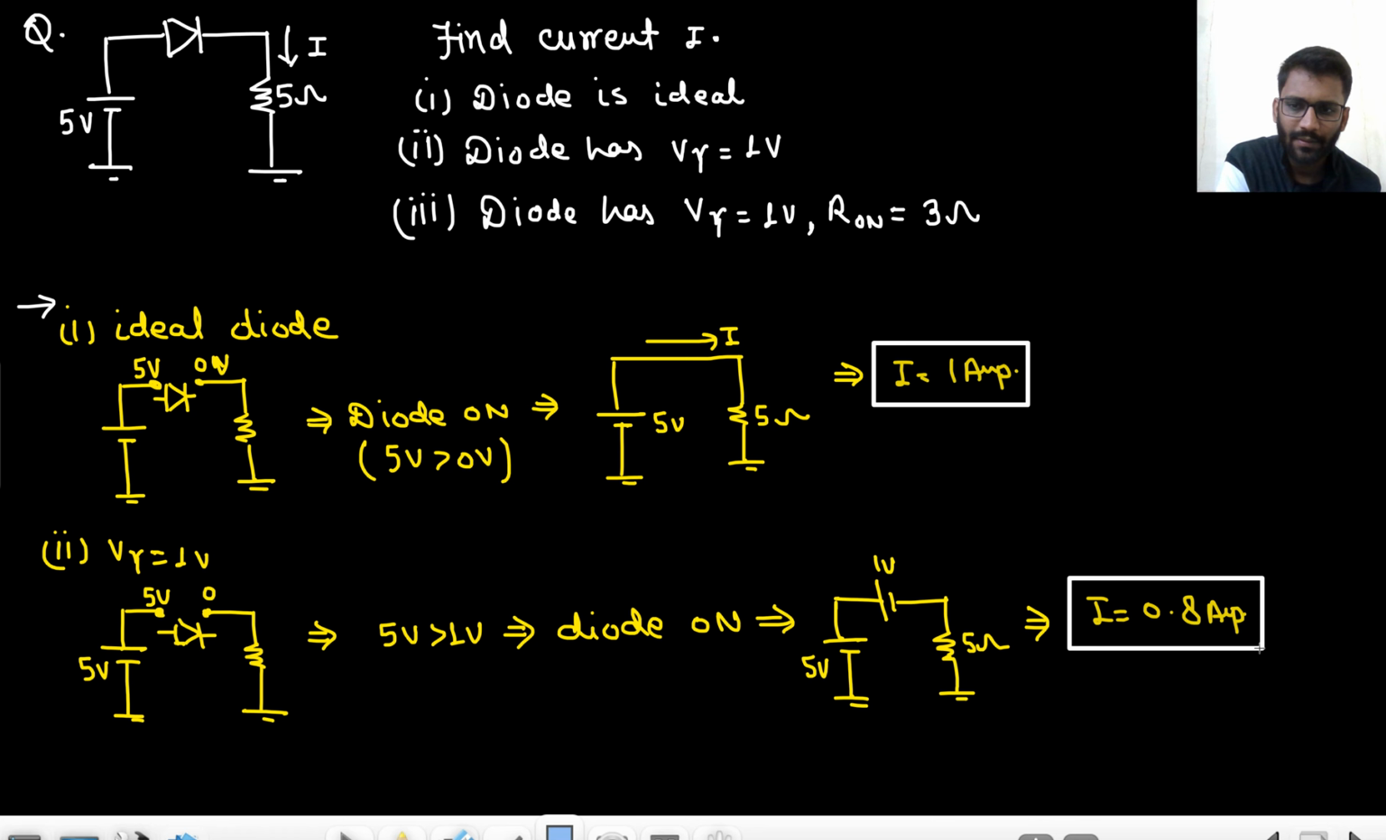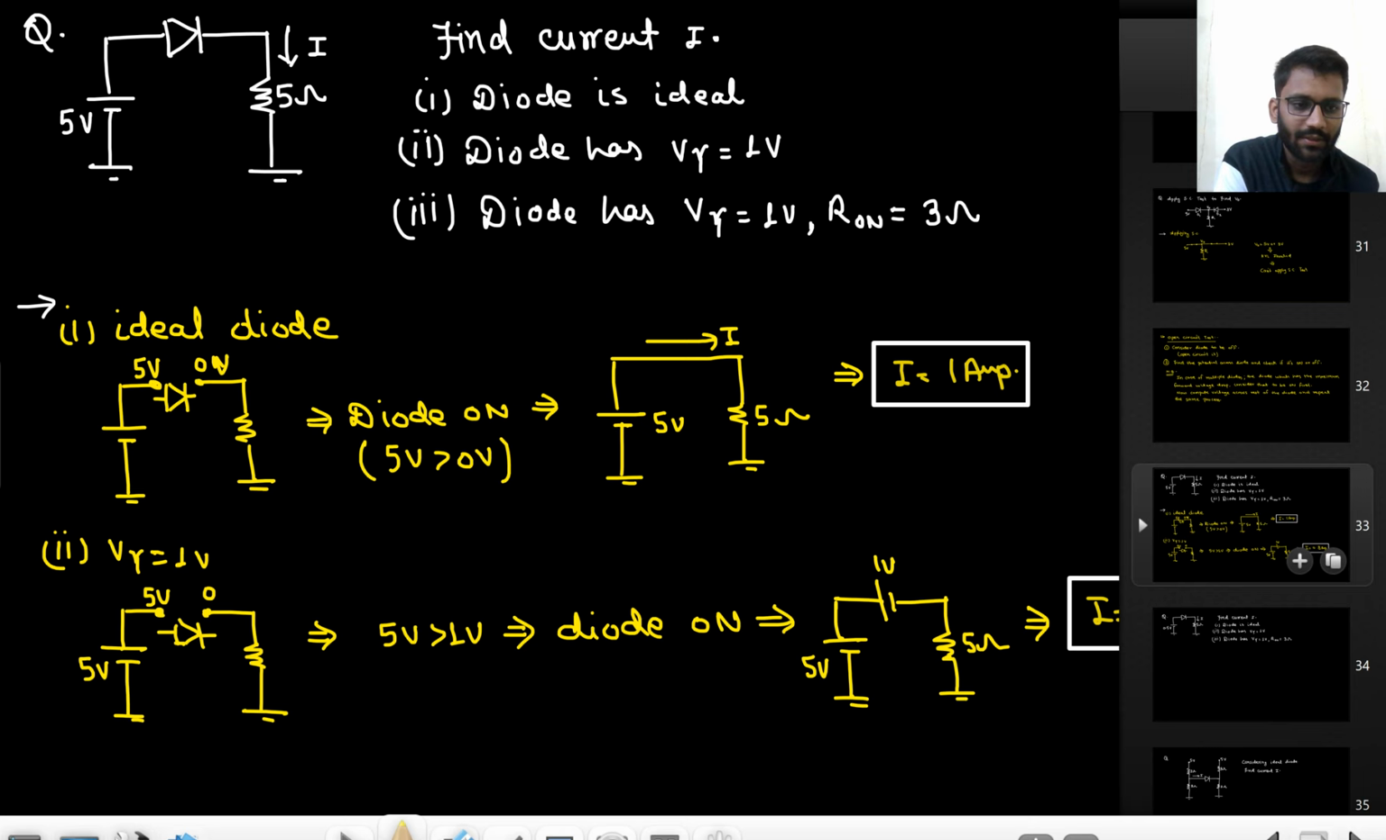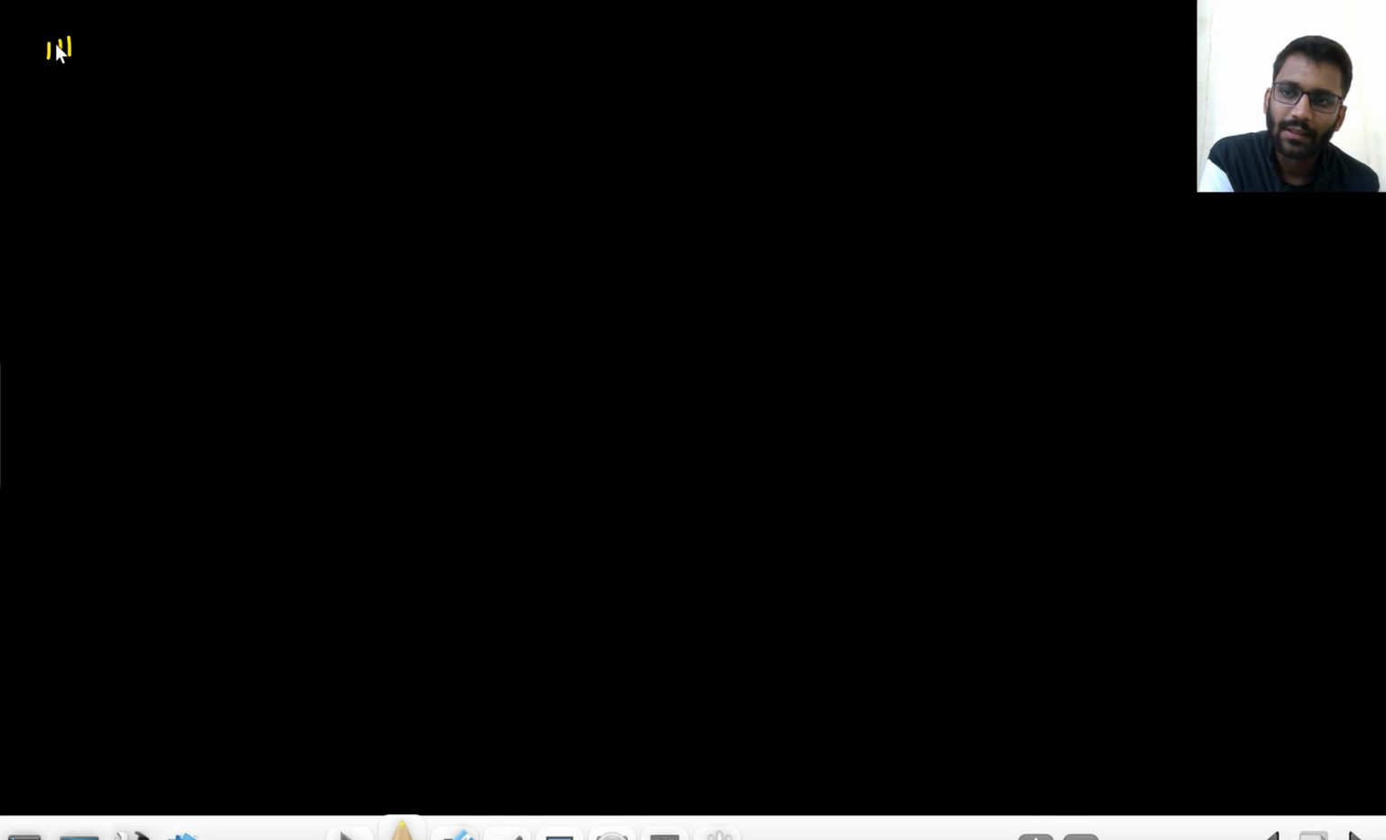Okay, let's see the third case. I will have to add a page. Let's see the third case. In the third case, V gamma is equal to 1 volt and R on is equal to 3 ohm. The same thing, replaced with the open circuit.